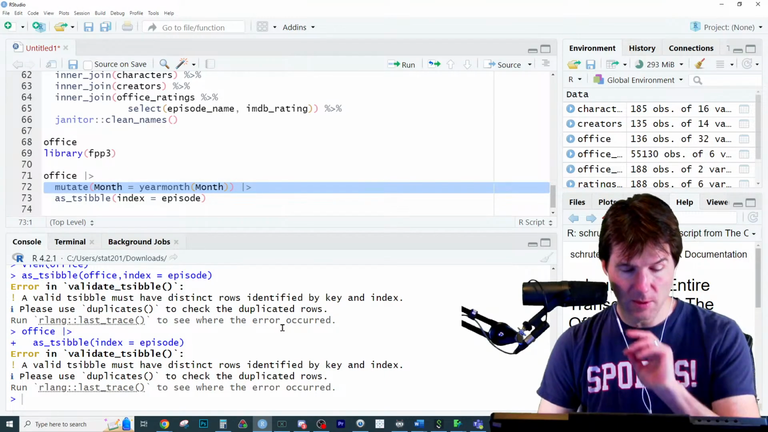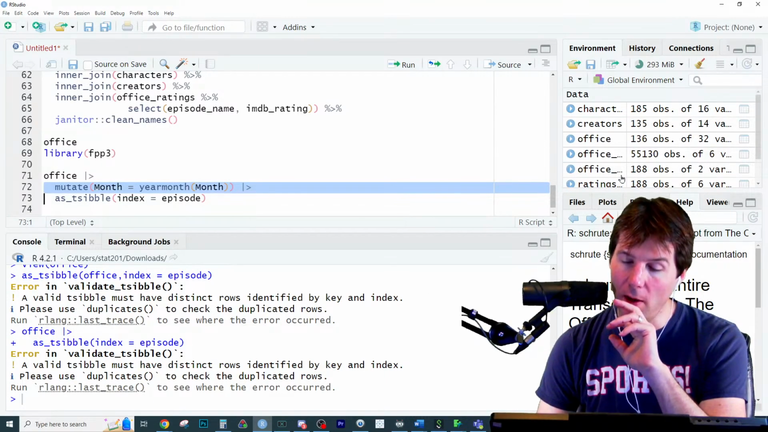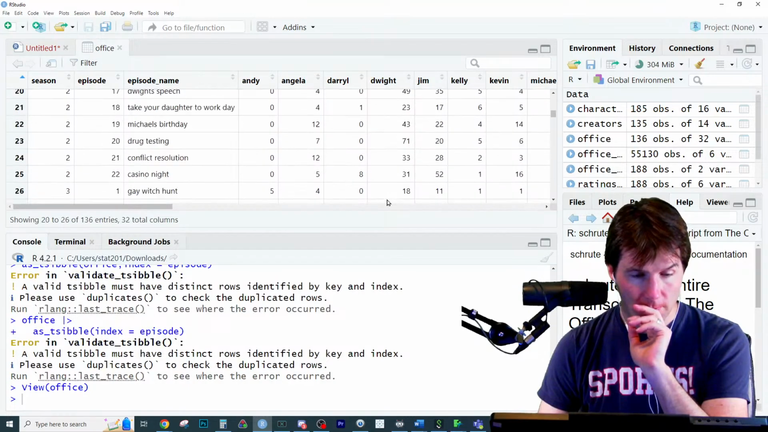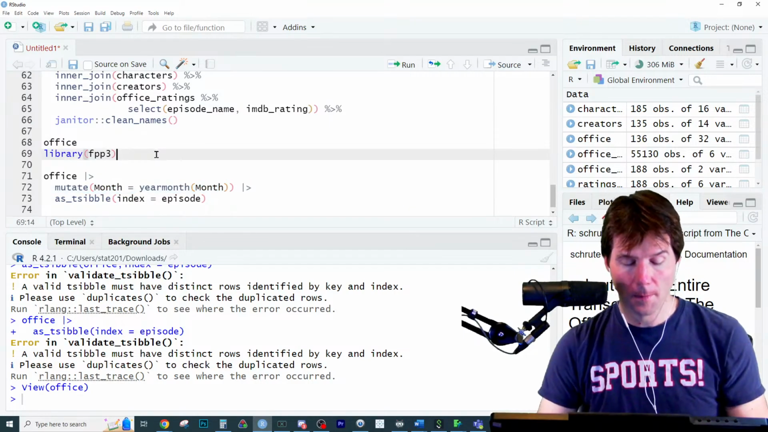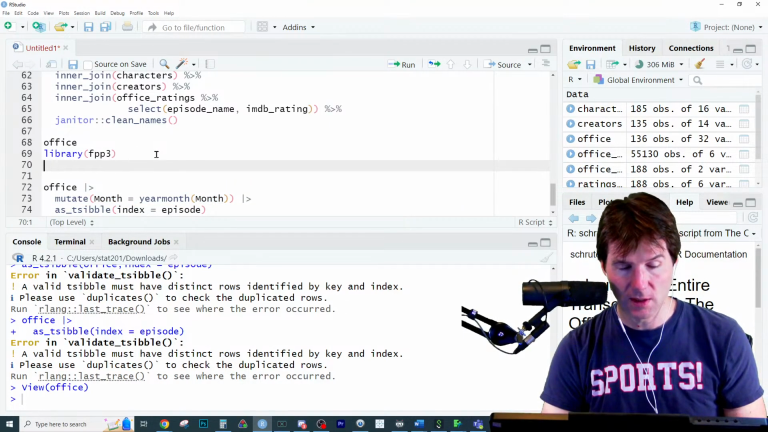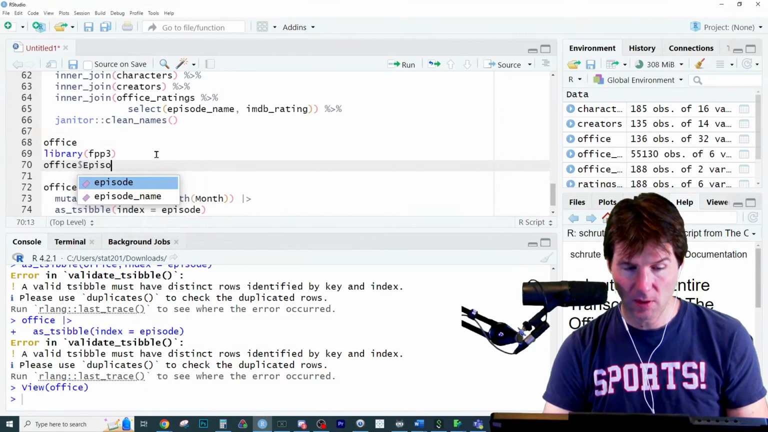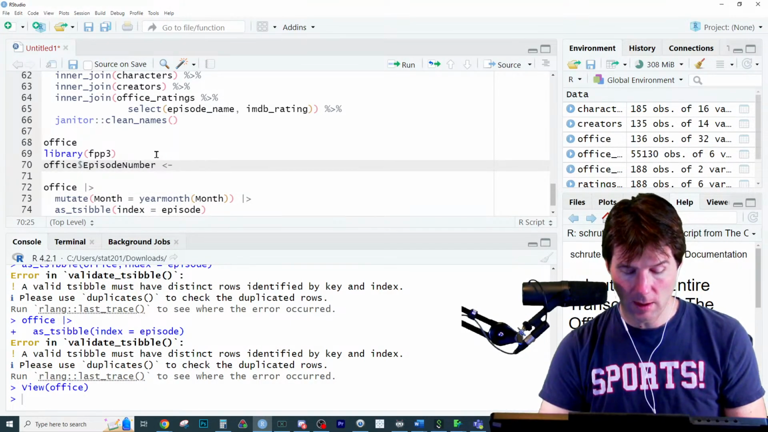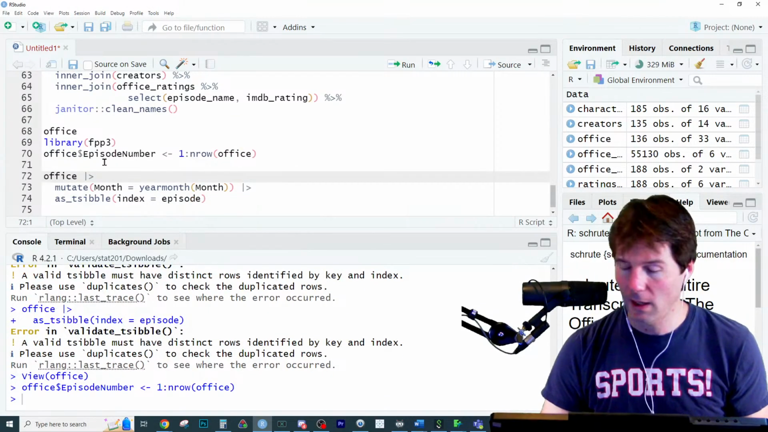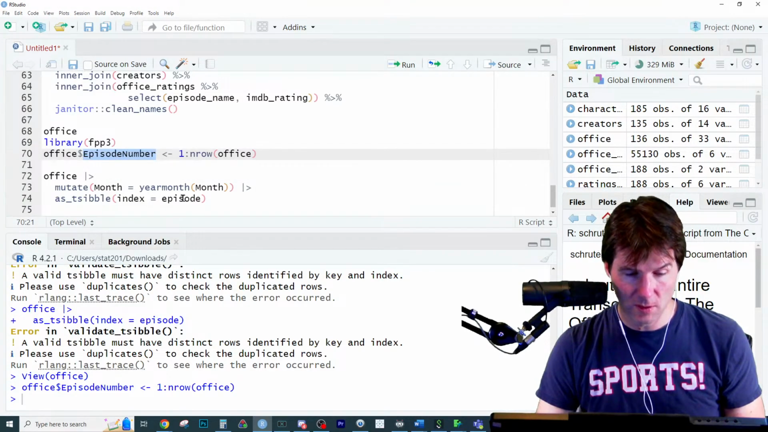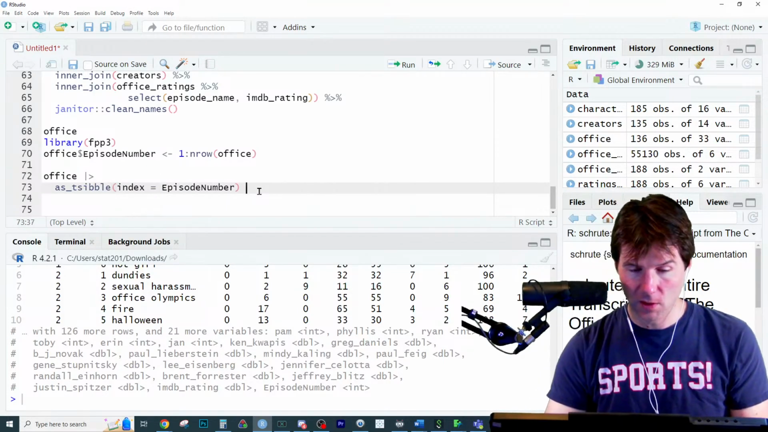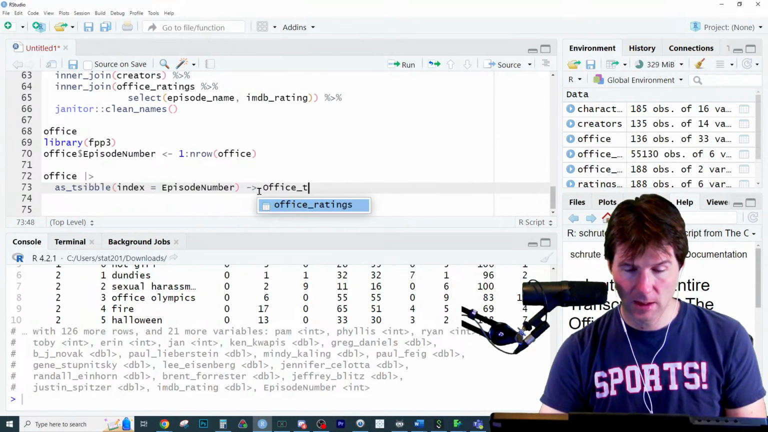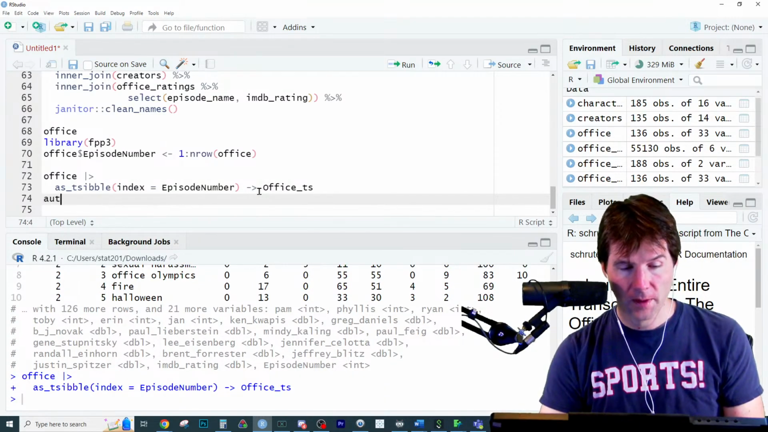Doesn't like it. Tsibble must have distinct rows. Oh, I think I know what's going on. It restarts the episode number. Okay, so let's go here, it has 136. Let's go to Office, episode number 1 through N rows, Office. There we go. Okay, that's got that. And now let's go episode number, delete, run. Got it.